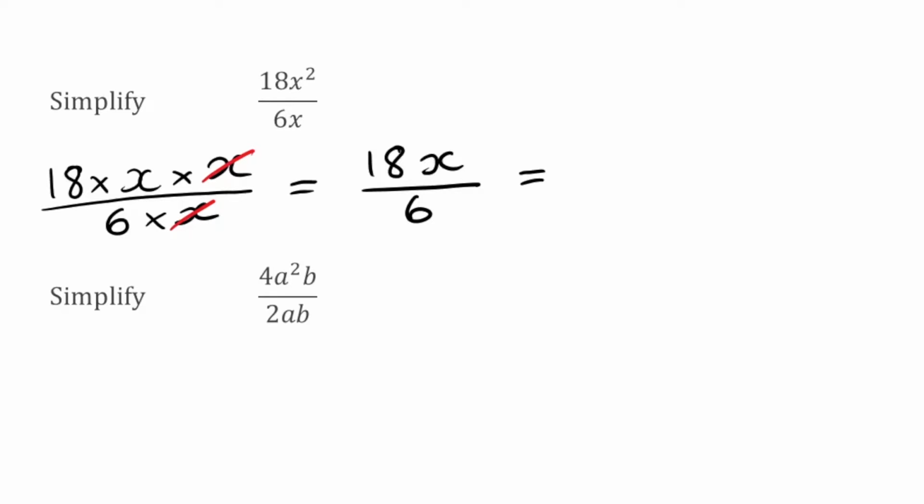We can then simplify that further. So we've got 18x divided by 6. We just do 18 divided by 6, which is 3. So we'd be left with 3 lots of x.